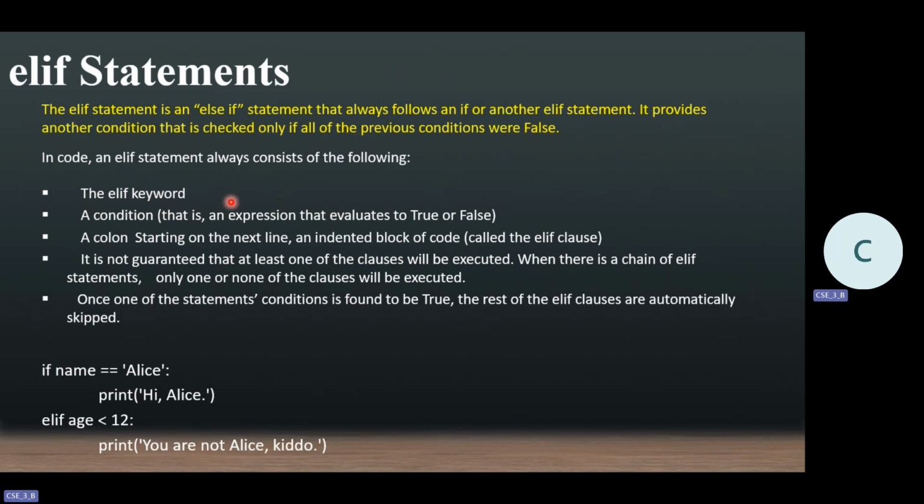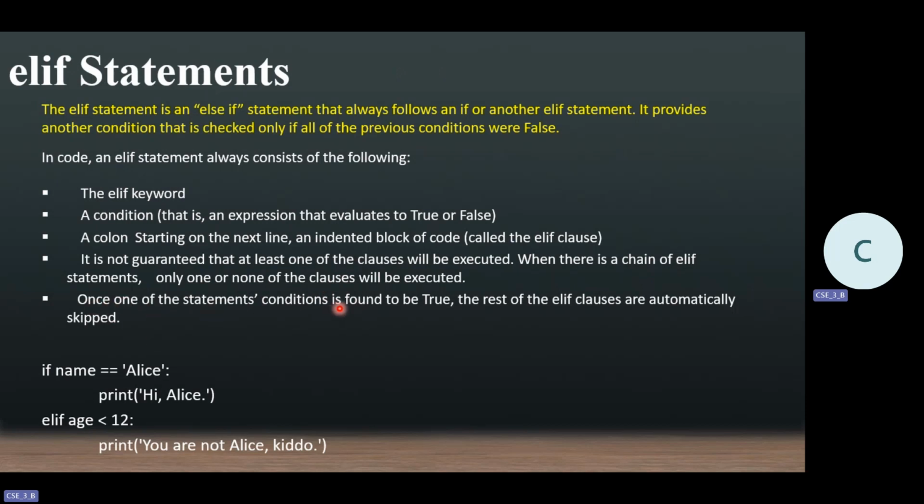So in code, an elif statement always consists of the following. What does it actually consist of? The elif keyword, the condition, which is an expression that evaluates to true or false, a colon, and on the next line an indented block of code. It is not guaranteed that at least one of the clauses will be executed. When there is a chain of elif statements, only one or none of the clauses will be executed. So that has to be observed clearly.